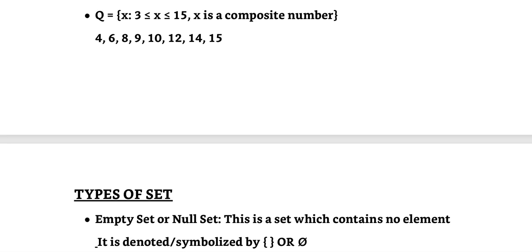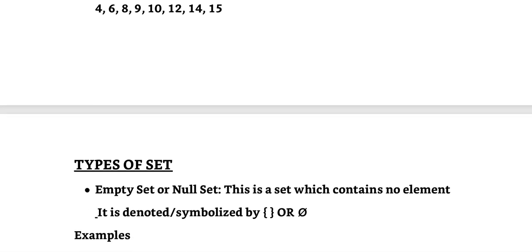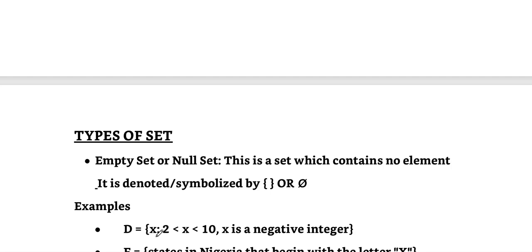So what are the examples of such sets? Now we have D, where we have 2 less than x less than 10, where x is a negative integer. Now, if we look at this inequality, 2 less than x less than 10, what does this imply? It implies that x is greater than 2, because if 2 is less than x, that means x is greater than 2, and then from what we see on the other side, x is less than 10. So if you list the elements of this set, we'll have 3, 4, 5, 6, 7, 8, and 9, which are not negative integers.